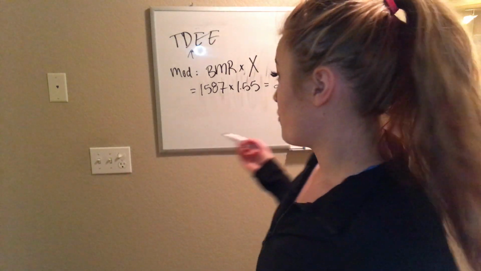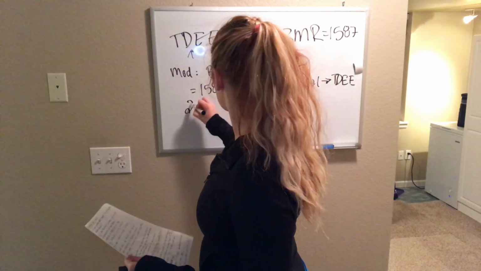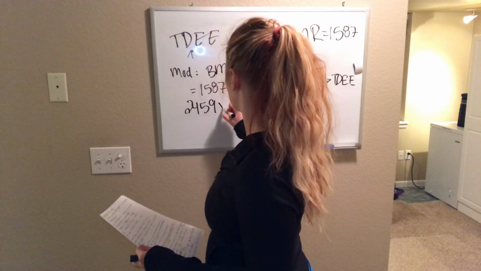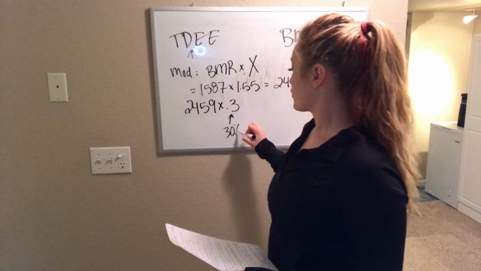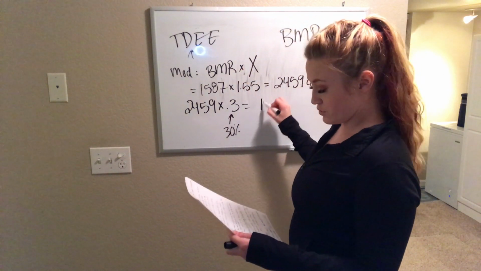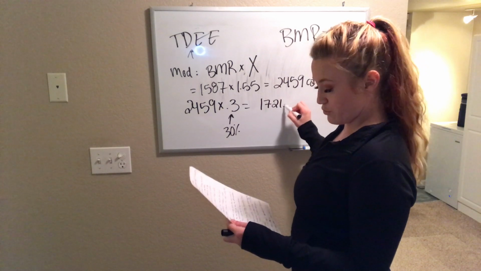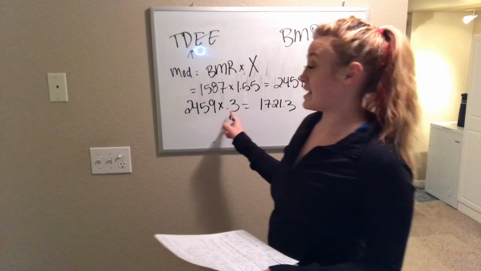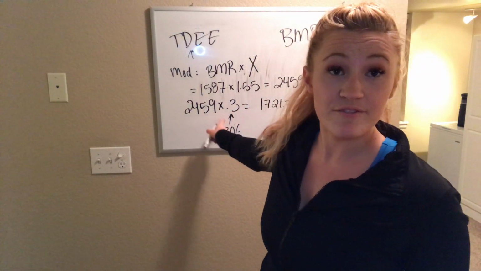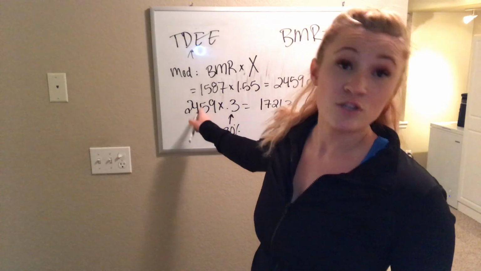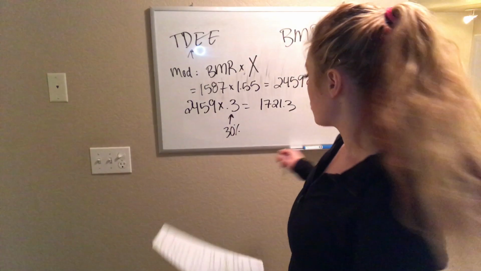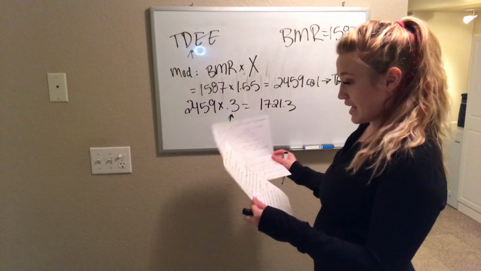30% deficit. So this is 2,459 times 0.3, 30%, if you forgot decimals, which is equal to 737.7. Determine how much you want your deficit to be, between 10% and 30%. If it's 10%, multiply by 0.1. 20%, 0.2. Okay, sweet. On to the next.